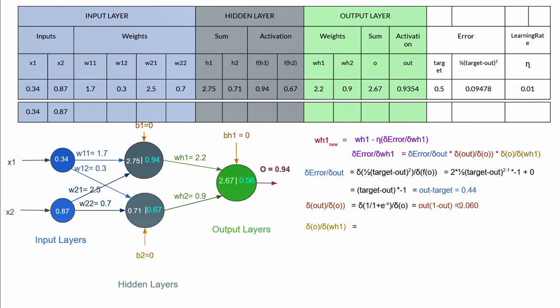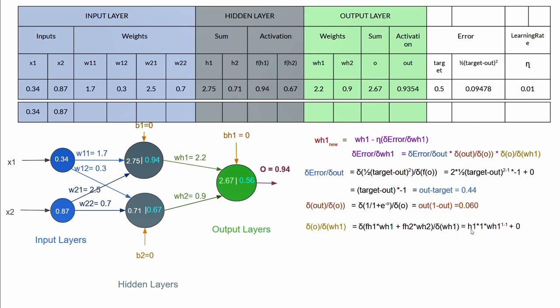We have this third component here, dO by dWh1. What is my dO? dO is a summation of this with the inputs from here. So f of h1 into w of h1 plus f of h2 into w of h2. I ignore the biases for the sake of simplicity. We need to have the bias here, but it's not going to affect the result once you do the differentiation.